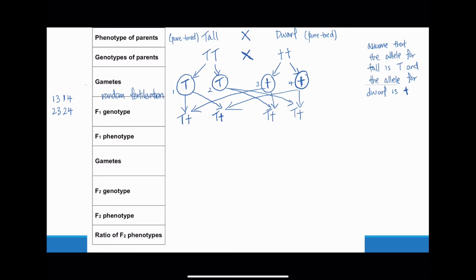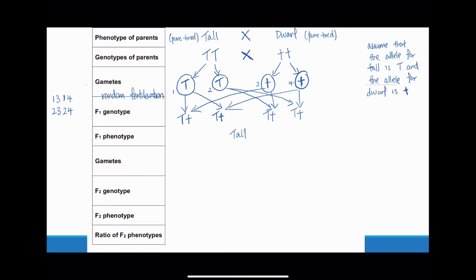So what exactly do you see over here? All these 4 possibilities that can happen are all the same. All these will result in tall offspring. But these tall offspring are not the normal tall offspring, because they have the big T and small t genotype. So these are tall offspring as well. That's why in Mendel's experiment, he realized that all the offspring in the first generation, the F1 generation, are all tall. There won't be a dwarf plant in the F1 generation.